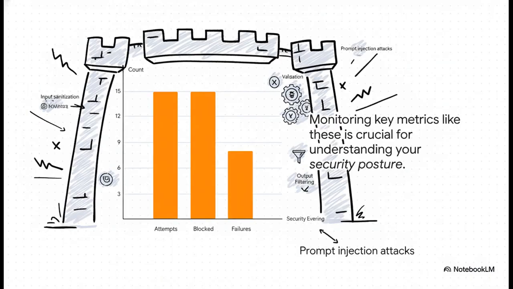And this chart really tells the whole story. You can see the 15 injection attempts, and right next to it, all 15 were blocked. We also see 8 validation failures, which means the system caught improperly structured requests before they could do any harm at all. Keeping an eye on these metrics is absolutely crucial for knowing how secure you are.